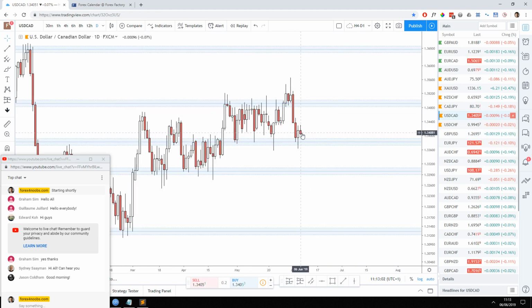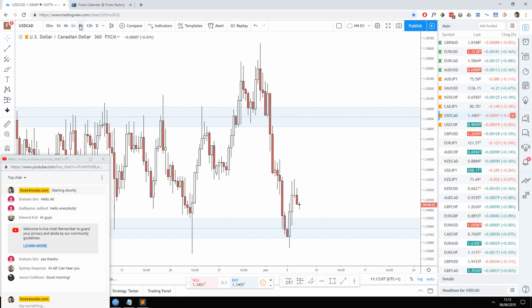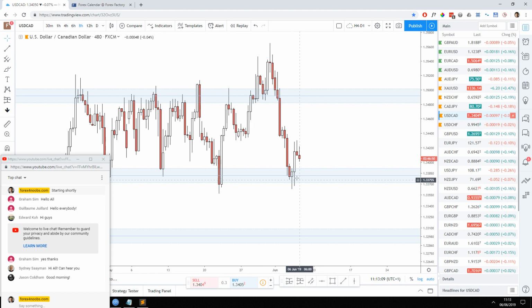USD CAD, I was waiting for price to fall into support and stall out, which it did on the smaller time frames. Did anyone enter this one? It was a long on the 8 hour.